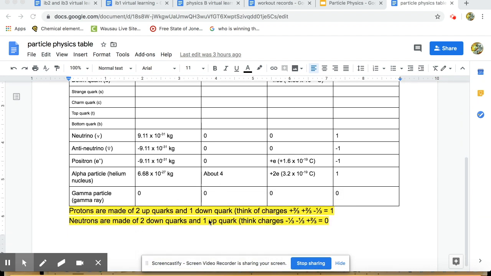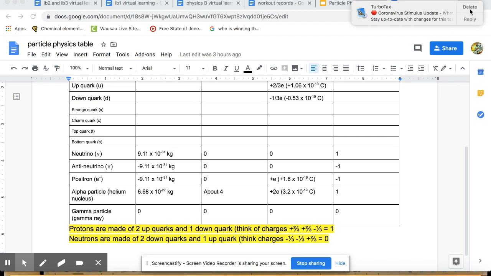Neutrons are made up of 2 down quarks and 1 up quark. So there's a negative 1/3 and a negative 1/3 and a positive 2/3, which makes an overall net charge of 0. Because they're partial charges, it can help to hold those things together.